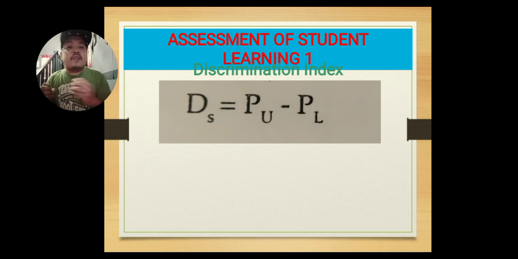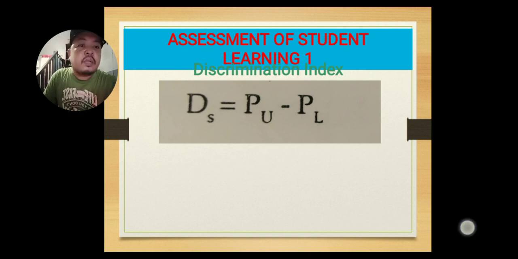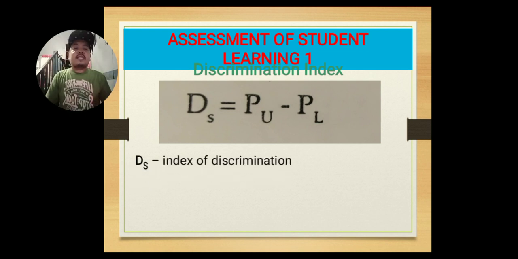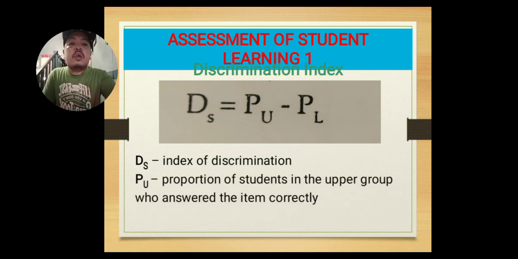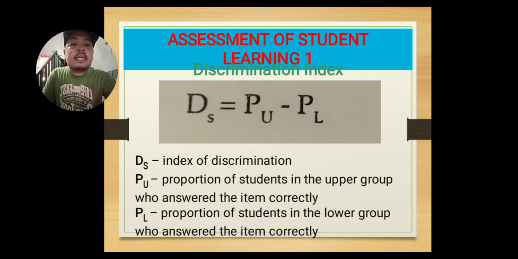Again, difficulty index equals P sub U minus P sub L. When we say DS or D sub S, that is the index of discrimination. P sub U is the proportion of students in the upper group who answered the item correctly, and P sub L is the proportion of students in the lower group who answered the item correctly. Again, to find the discrimination index, this is the formula.